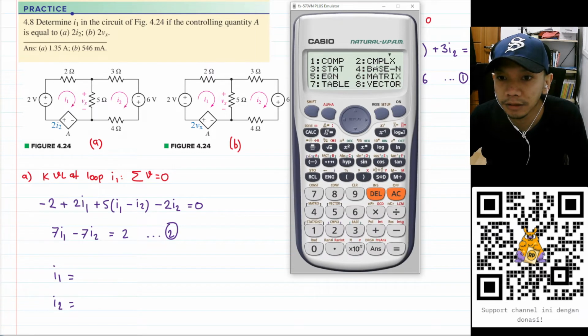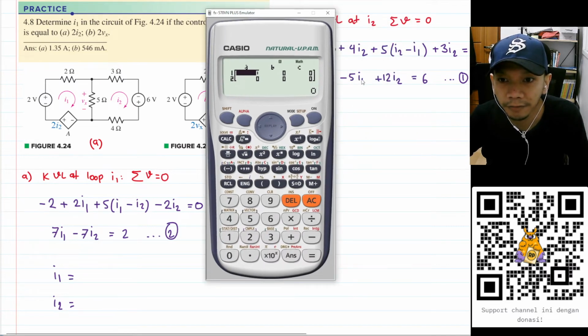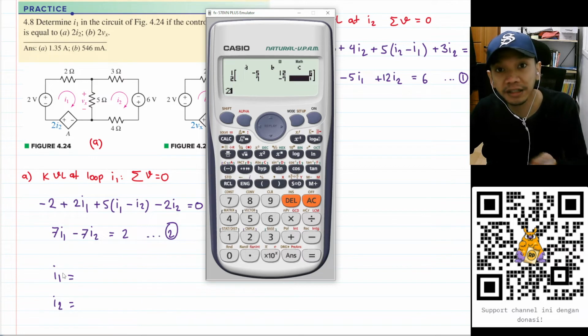Okay, so let's do the equation thing, and that is number 1. From equation 1, we will have the coefficient of I1 is -5. So let's plug in -5 and 12, and then on the right hand side, we will have 6. And then for the second equation, I will have this one, which is 7, and then -7, and then 2. So the x value will be I1 and the y value will be I2.